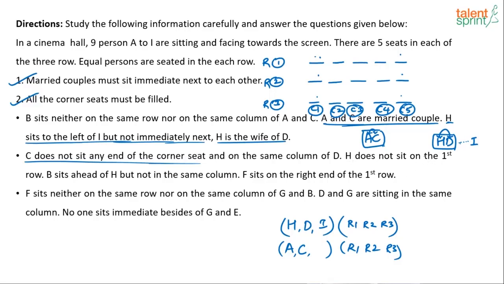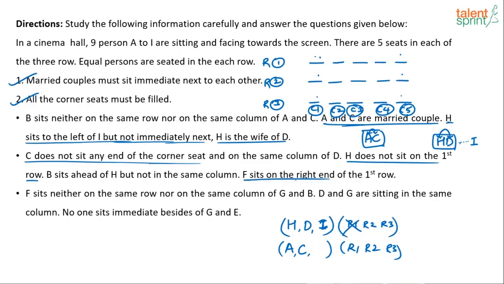H does not sit on the first row. Okay. If H does not sit on the first row, row 1 is cancelled for these three guys. H, D and I will be in the same row, but they will not be in row 1 because H does not sit in the first row. B sits ahead of H, but not in the same column. So B should be ahead of H, meaning, for example, if H is in row 2, B will be in row 1. If H is in row 3, then B will either be in row 2 or row 1. B will be ahead of H, but not in the same column.